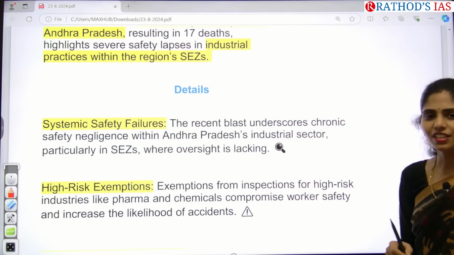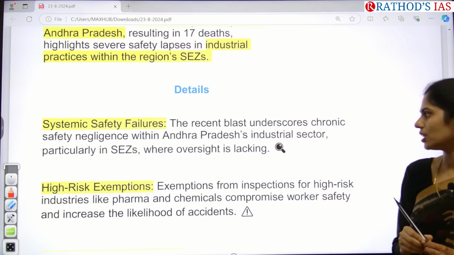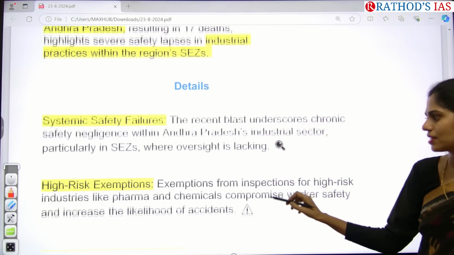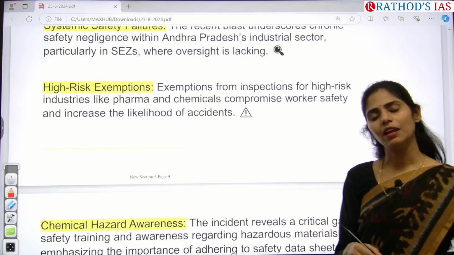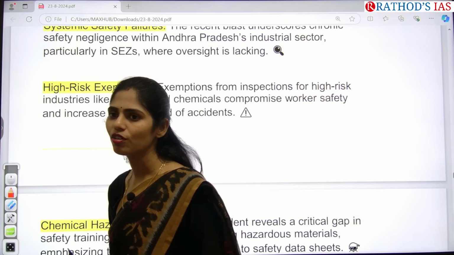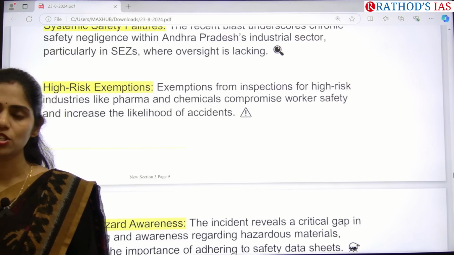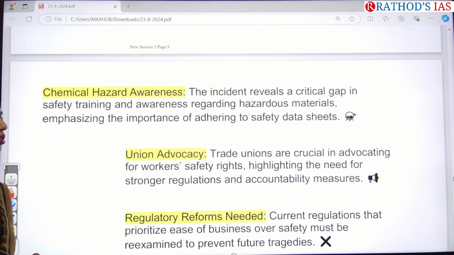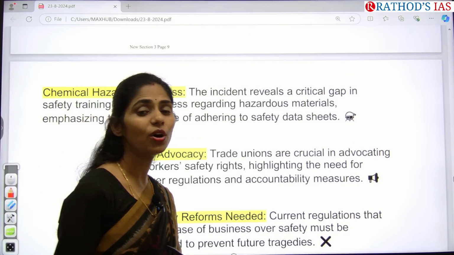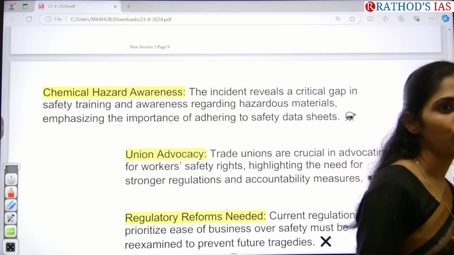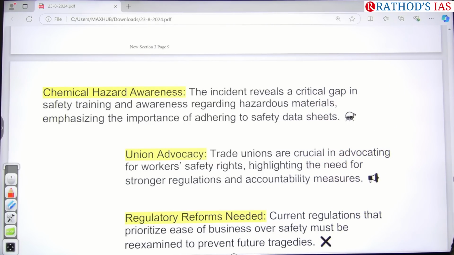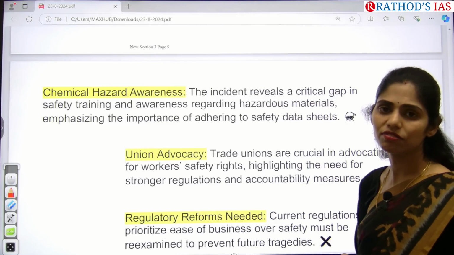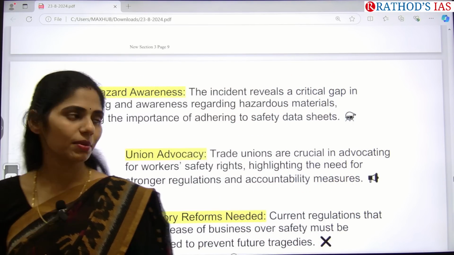Now tell me. Because of safety system failure in this pharmaceutical company, that led to this recent blast. And many a time, these companies which deal with chemicals or pharmaceuticals do not go for inspection. There are exemptions in inspections. So because of this, there is compromise on worker safety. So because of this, this kind of incidents are increasing day by day. And next, there is no proper awareness about the chemicals, how they have to handle them. And there is no proper training and skilling in handling of chemicals. And they don't adhere to the safety protocols that they need to follow. So these are some important reasons.